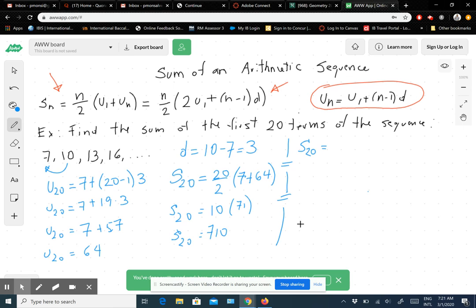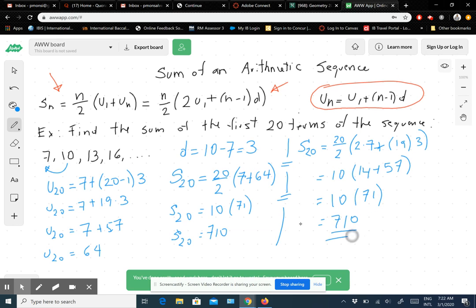So the sum of the first 20 terms is going to be 20 divided by 2 times 2 times the first term. So that would be 2 times 7 plus n minus 1, which I'm going to write simply as 19, that is 20 minus 1, times d, which would be the common difference. That would be 10 times 14 plus 19 times 3, which is 57. So this would be 71 times 10.